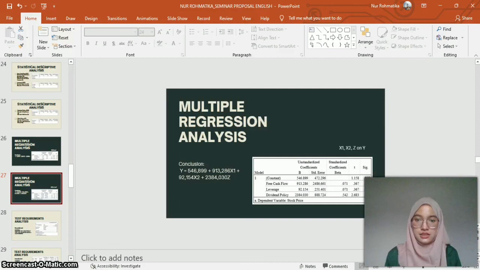Next, the second regression analysis. Free cash flow, leverage, and dividend policy on stock price. The constant value is 146.89. So it means if free cash flow, leverage, and dividend policy are considered constant equal to zero, it can be predicted that the stock price will be worth 146.89. And the coefficient value for the free cash flow is 813.29, leverage 92.15, for dividend policy 2384.3, and all the independent variables have a positive effect on the stock price.